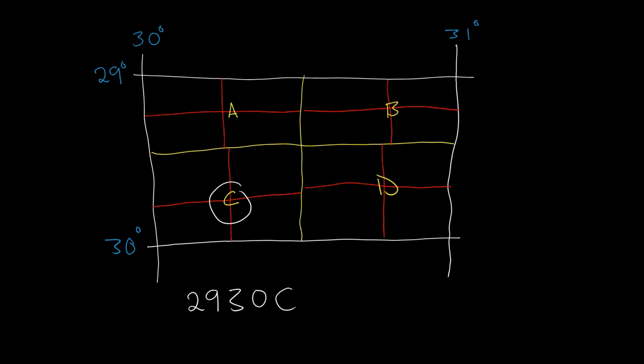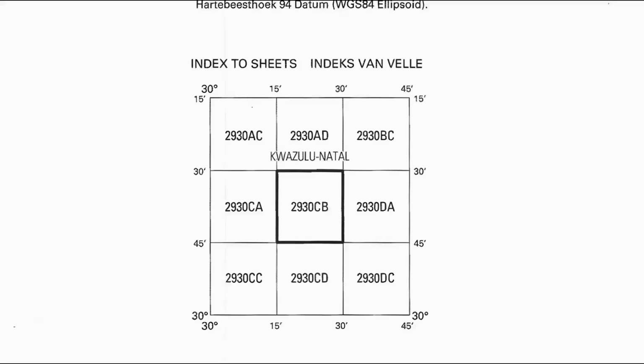The large block C is then divided into 4 smaller sections. These 4 sections are labeled A, B, C, D. Each of these smaller sections represents a separate topographic map. This map is found in section B, so we add the letter B. That gives us the complete map index 2930CB.